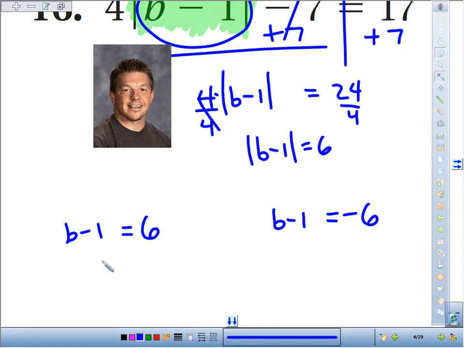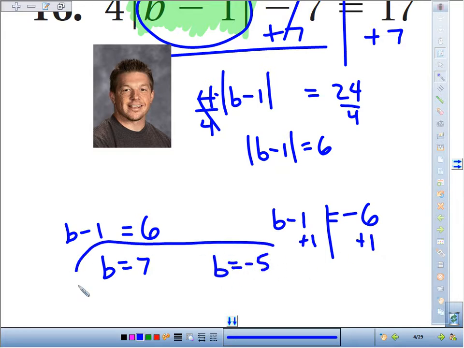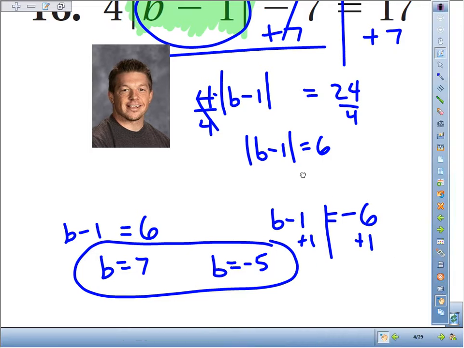In both cases, we add 1 to solve. We find out that one of our solutions is 7, and the other solution, negative 6 plus 1, is negative 5. You can always check your answers by substituting back into the original equation.